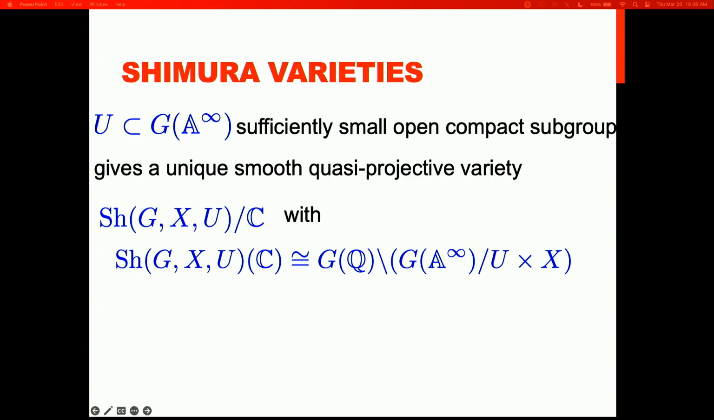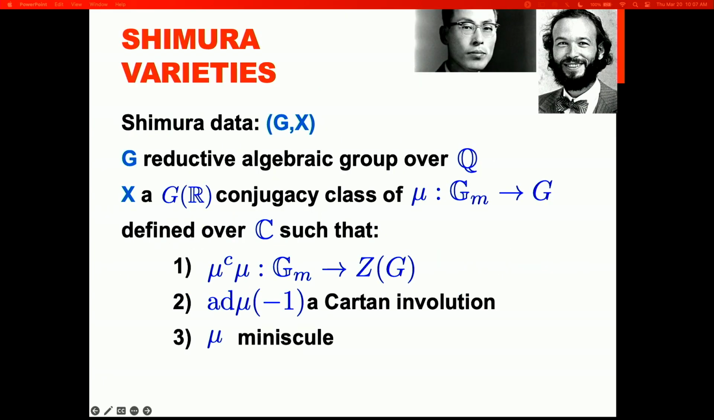Two such data, and maybe a sufficiently small open compact subgroup of the finite adelic points of G, there's a unique smooth quasi-projective variety over the complex numbers, which is characterized by a description of its complex points as a complex manifold. I should have said that in this situation, the set X naturally gets a structure of a complex manifold.